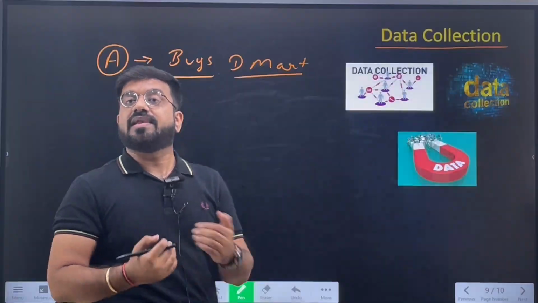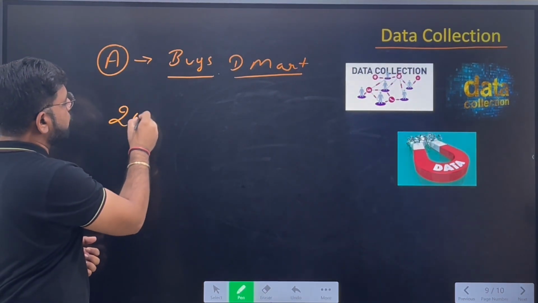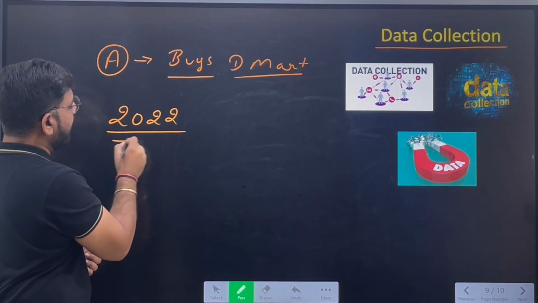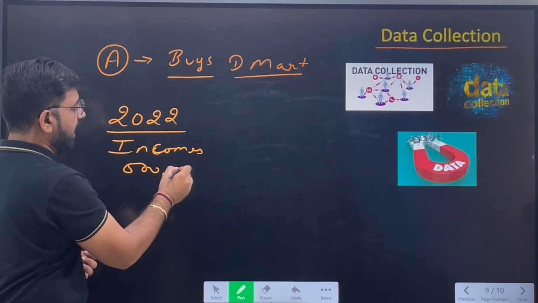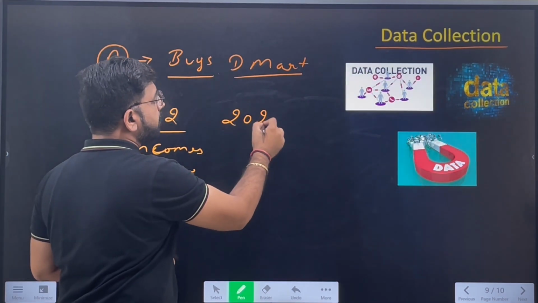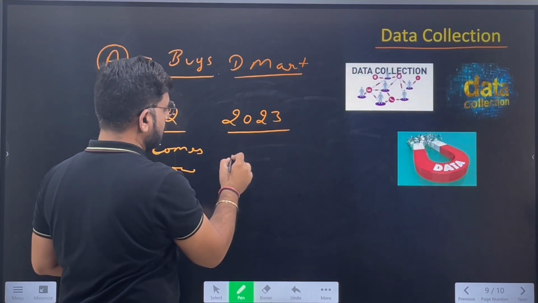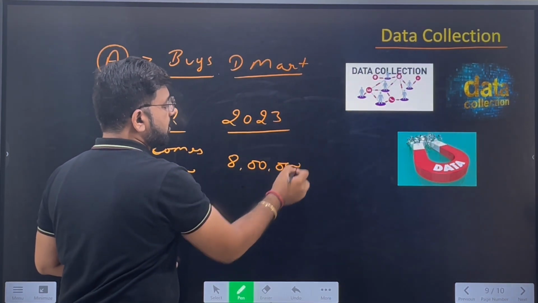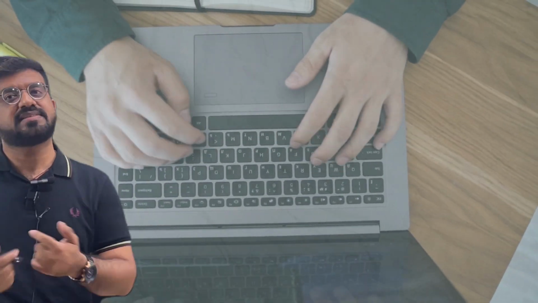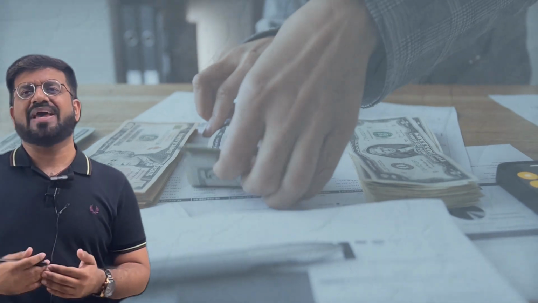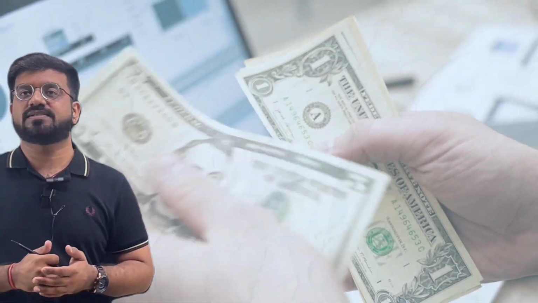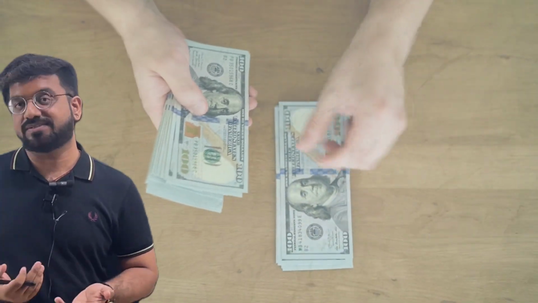The data which we collect, for example, in 2022, the company made an income of, say, rupees 5 lakhs. Now, in 2023, the company made an income of, say, 8 lakh rupees. Now, with the data, we can see what the expenditures were in 2022 and what the expenditures were in 2023. How can we eliminate those expenses? How can we reduce those expenses? And how can we increase the incomes out of the transactions we are doing on a daily basis?